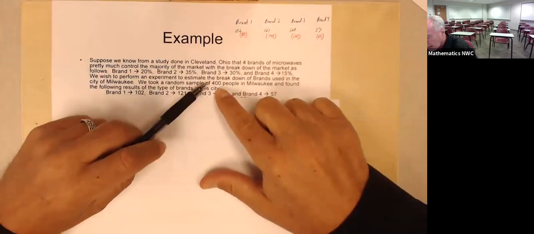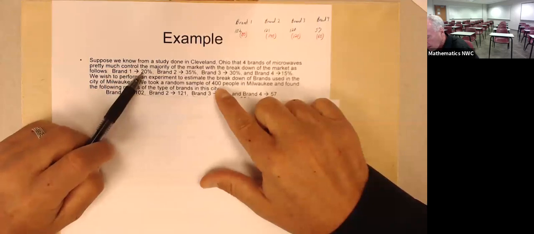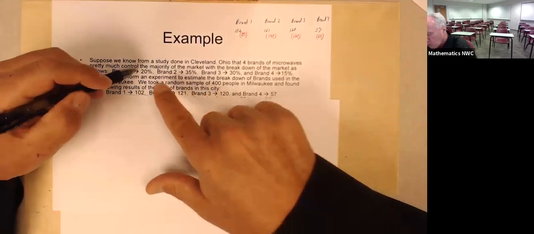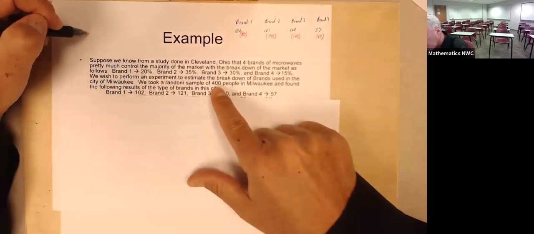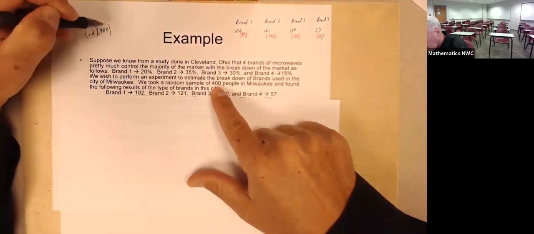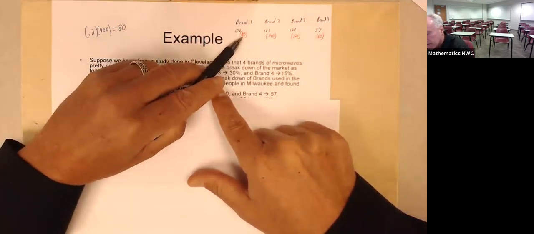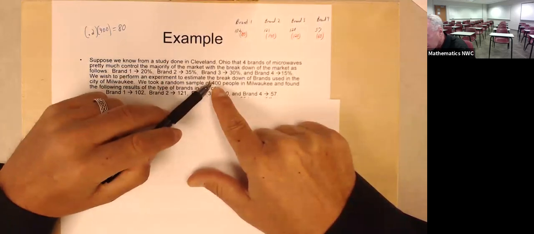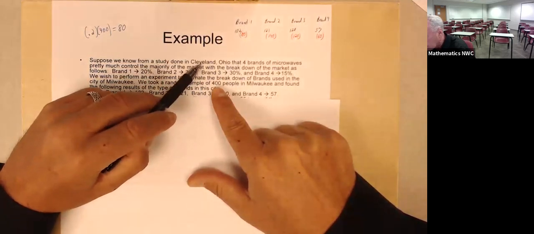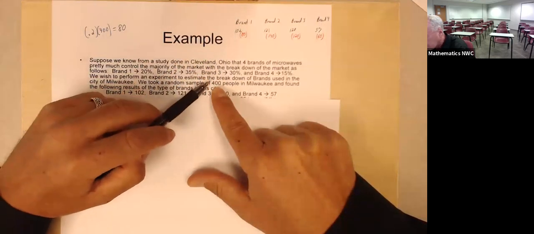Well, what did we expect out of these 400 people? Well, if we're comparing it to Cleveland, we expected brand 1 to get 20%. Well, what would 20% of 400 have been? 0.2 times 400. We expected to get 80. That's why I put 80 in red here. This is what I expected if it was going to be similar to Cleveland. What I got was 102 instead for Milwaukee.